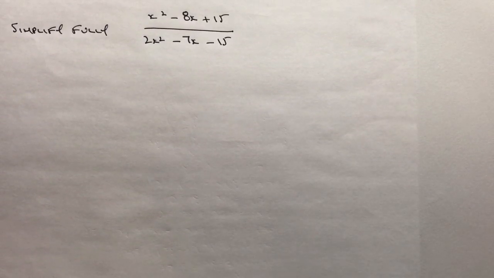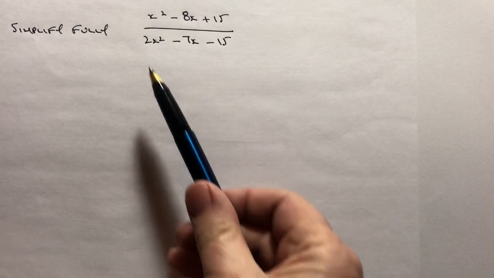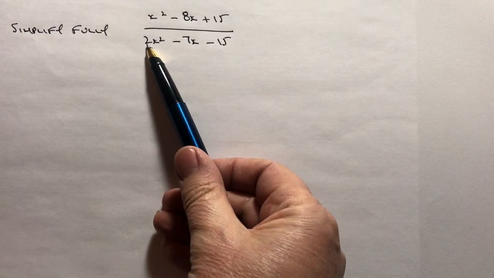Hi, in this particular video we've been asked to simplify fully the expression x squared minus 8x plus 15 divided by 2x squared minus 7x minus 15. This is probably coming towards the end of the playlist on simplifying algebraic fractions. This particular type of simplification is a little bit trickier, mainly because of this number here. This is the bit that's going to cause you a problem.